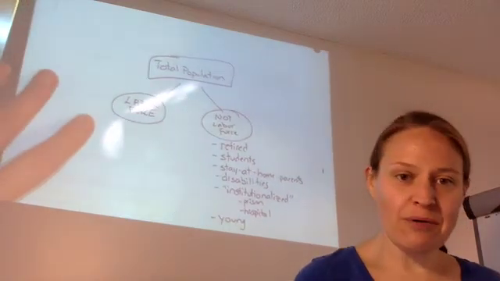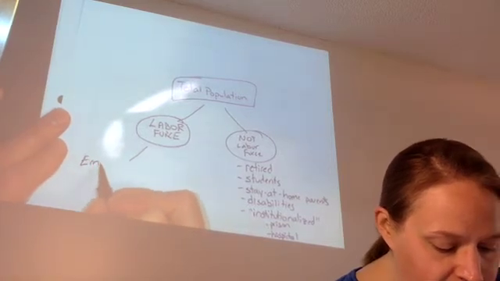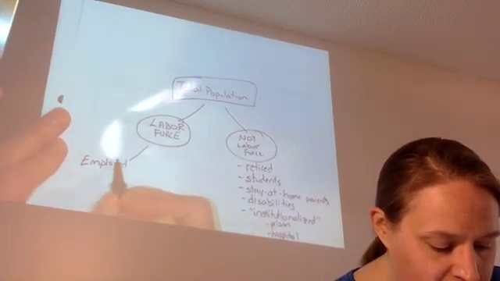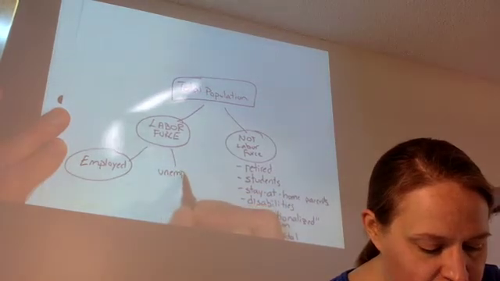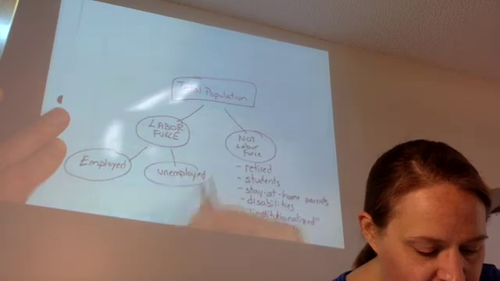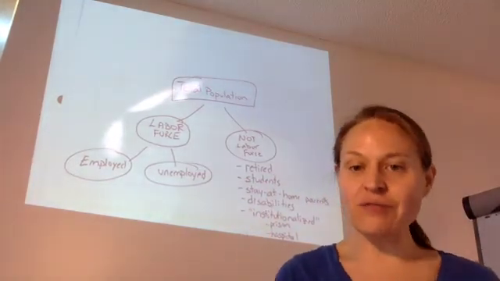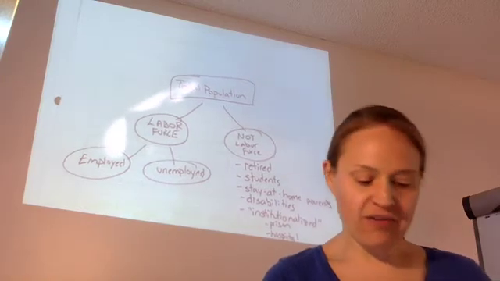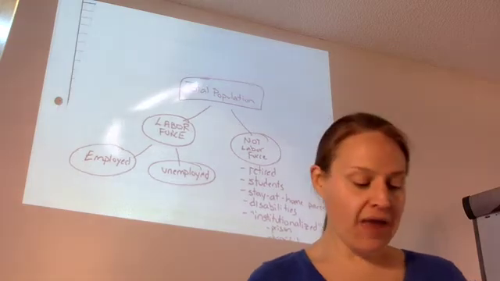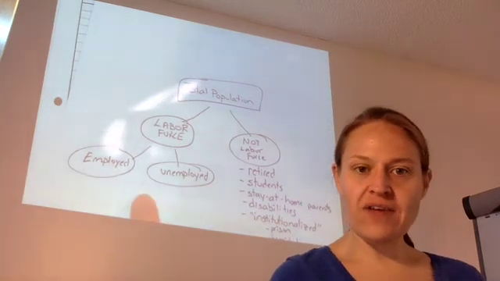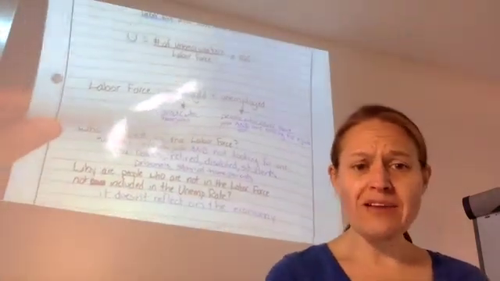But then in the labor force, they divide that out into two categories: the employed, people who have jobs, and then the unemployed, which is, of course, those people who don't have jobs and are actively looking for a job. So that's a helpful little visual to show you how they break down the population. And then in this area here is where they figure out the unemployment rate. Okay, so back to page 1.